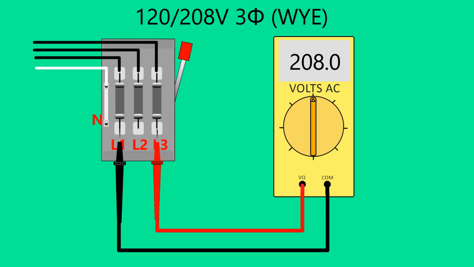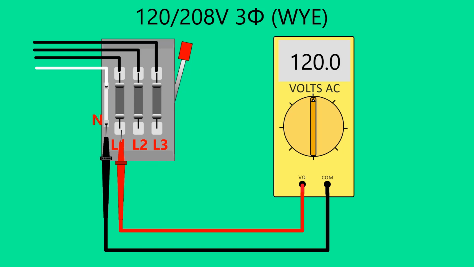The voltage from L1 to L2 is 208 volts. The voltage from L1 to L3 is 208 volts. And the voltage from L2 to L3 is also 208 volts. Next, let's look at the line to neutral voltages.